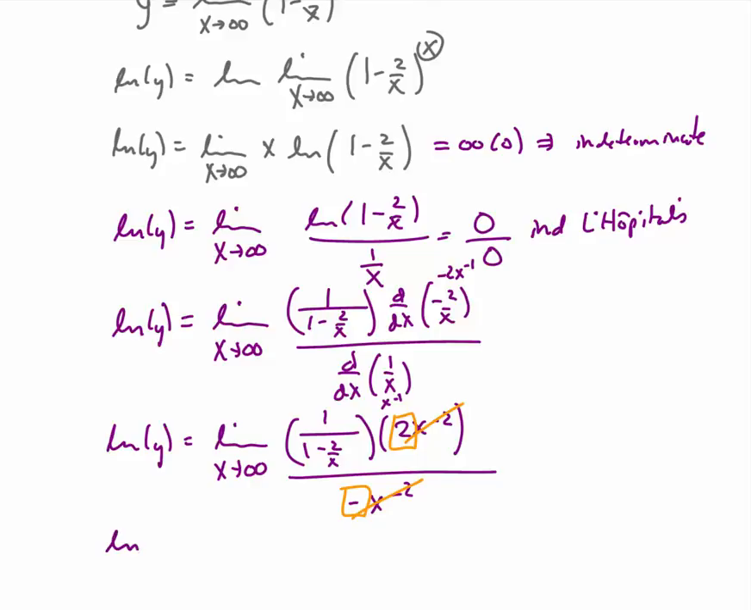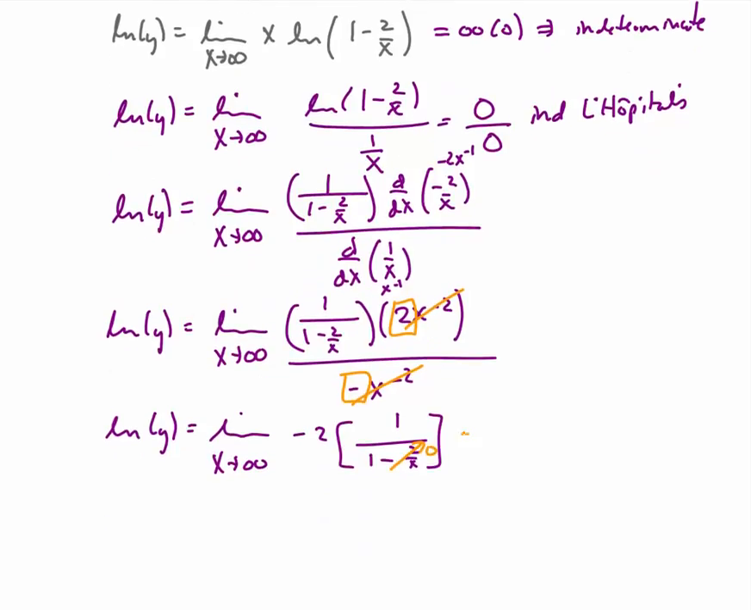And I'm left with the natural log of y equals the limit as x approaches infinity. Okay, so we have a 2 and we have a negative, so it looks to me like I have negative 2 times 1 over 1 minus 2 over x. Now as x goes toward infinity, this piece goes towards 0. 1 divided by 1 is 1. 1 times negative 2 is negative 2. And I'm left with the natural log of y equals negative 2. Well, remember, natural log of y is the same as log base e of y equals negative 2.